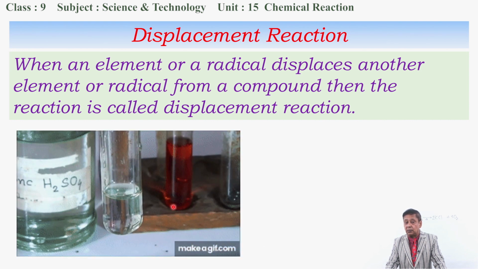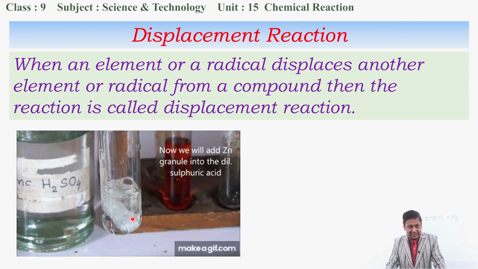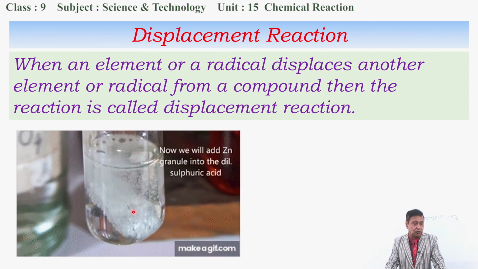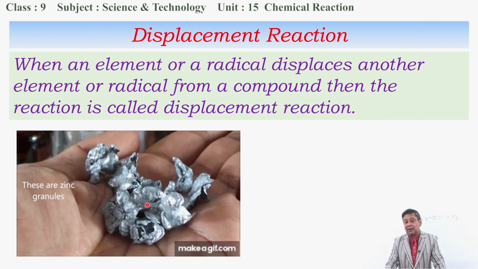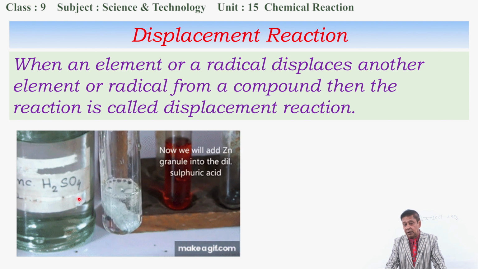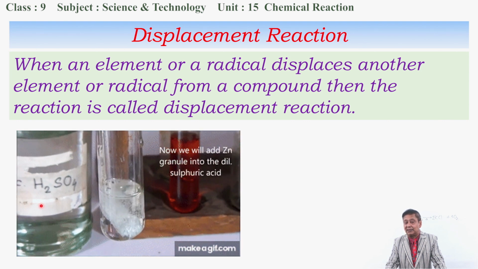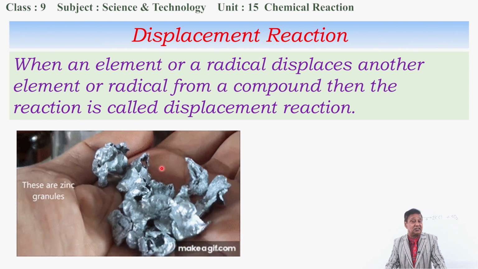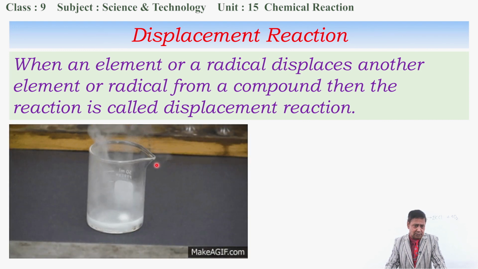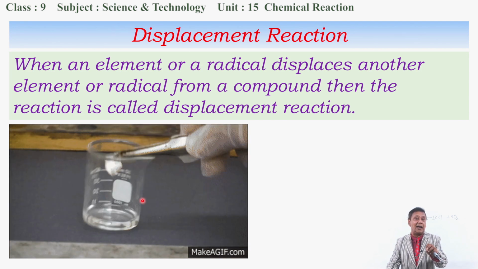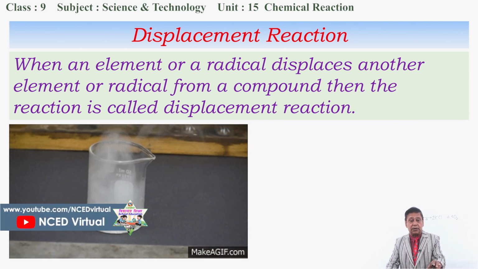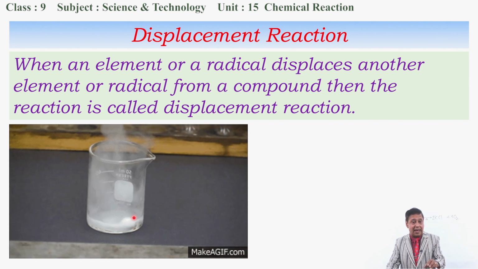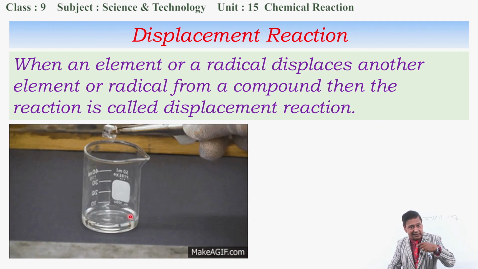Zinc pieces are placed in sulfuric acid, then zinc reacts with sulfuric acid to form hydrogen gas. This zinc reacts with sulfuric acid and hydrogen from sulfuric acid is displaced and gas is produced. This is a displacement reaction. Not only this, look at this another also. A piece of sodium is placed in water. This reaction seems to be a violent reaction, because this piece of sodium reacts with water and it produces hydrogen gas in this reaction. And this is also displacement because hydrogen from water is displaced.